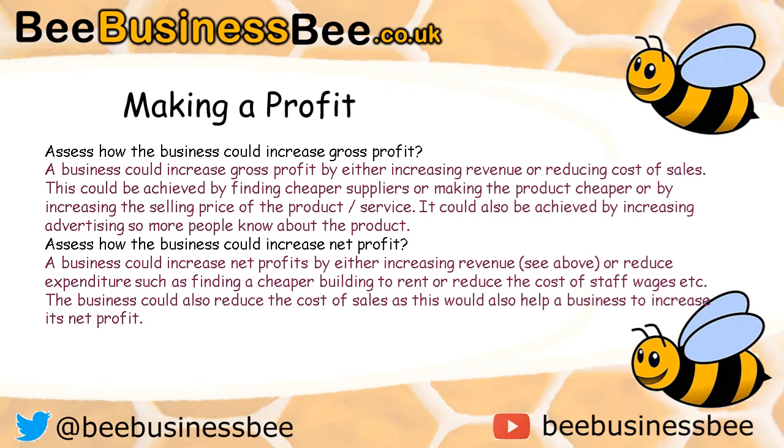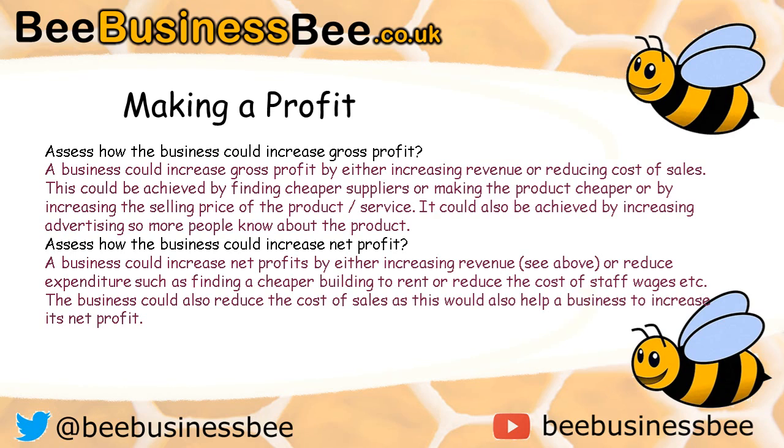Assess how the business could increase its gross profit. A business could increase gross profit by either increasing revenue or reducing cost of sales. This could be achieved by finding cheaper suppliers or making the product cheaper, or by increasing the selling price of the product or service. I could also achieve this by increasing advertising so that more people know about the product.